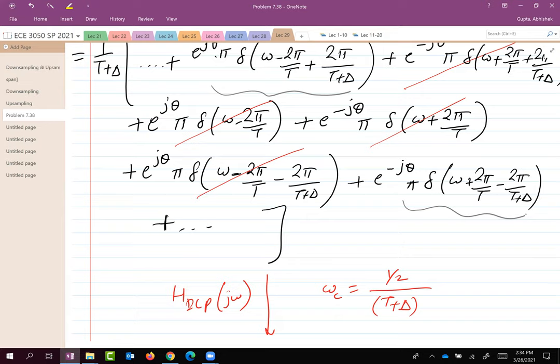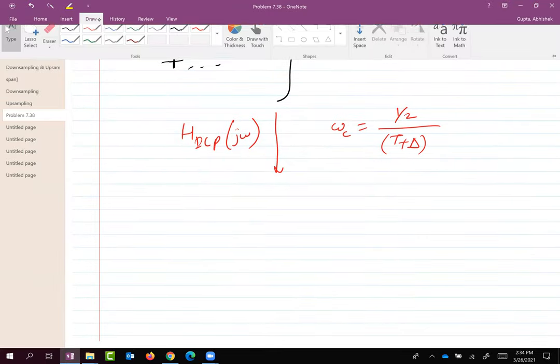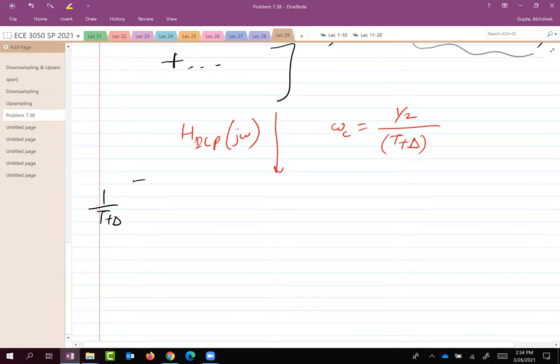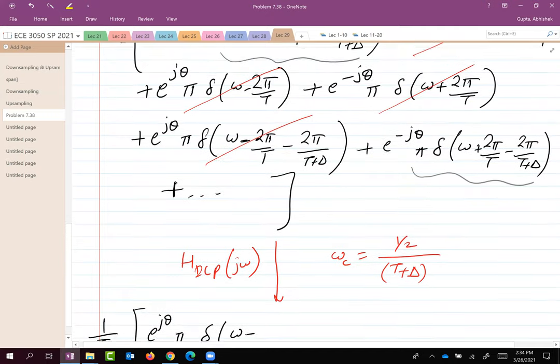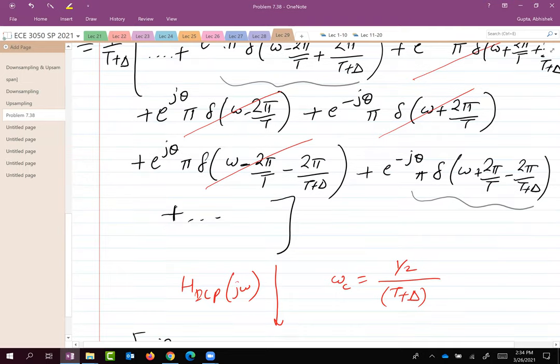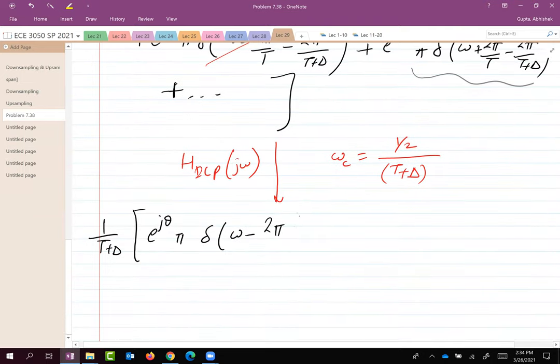How do I get this number? Well, I have done the thinking in the background and I've figured out that these are the only two terms that will survive after going through the low pass filter. So let's look at the frequencies in these two signals. One over T plus delta, e raised to jθ, times πδ ω minus 2π, and then I have 1/T minus 1/(T+δ). So what is this? This would be delta over T, so let me replace this with delta over T(T+δ).